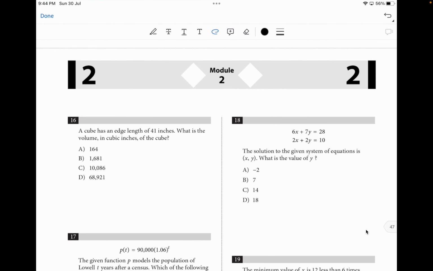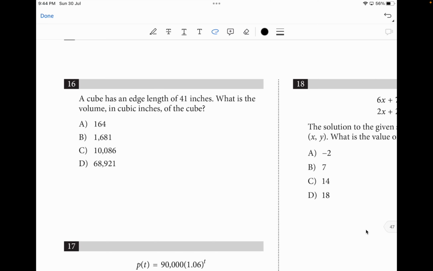Now let's move on to question number 16. How many more questions do we have? 27 minus 16, that's roughly 11 questions more. So a cube has an edge length of 41 inches. What is the volume of the cube?